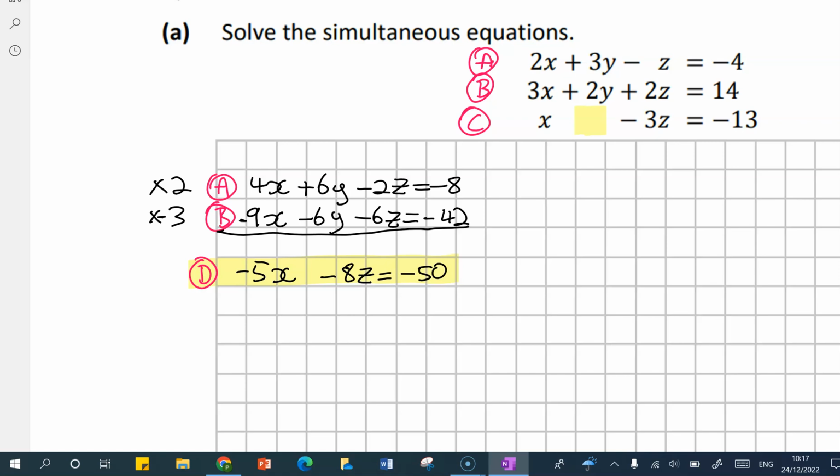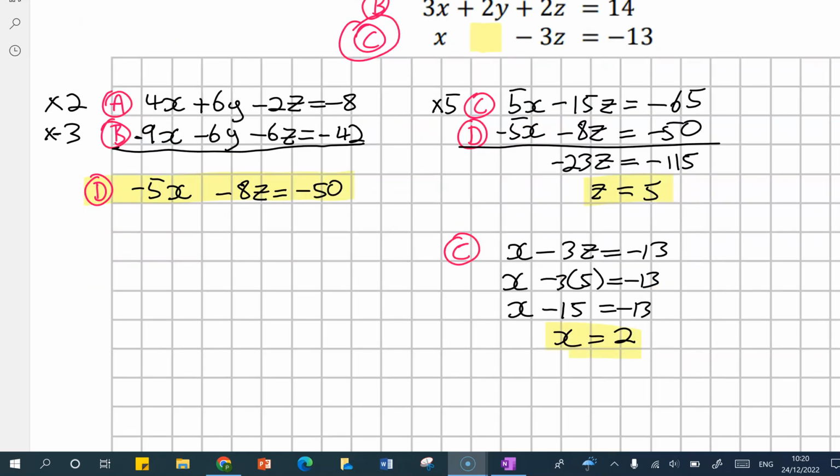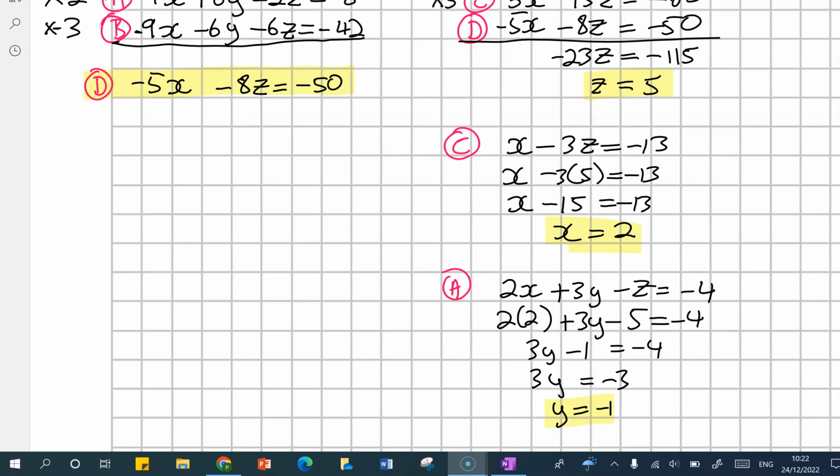Now, I don't have to do another elimination because equation C only has x and z in it. So now I can go straight to simultaneous equations between D and C. Using equation C and D, I'll multiply equation C by 5 so I can get rid of my x's, leaving me minus 23z is minus 115, giving me z equals 5. Then using equation C, put 5 in for z, revealing x is equal to 2. Subbing x and z then into equation A, we get y is equal to minus 1.